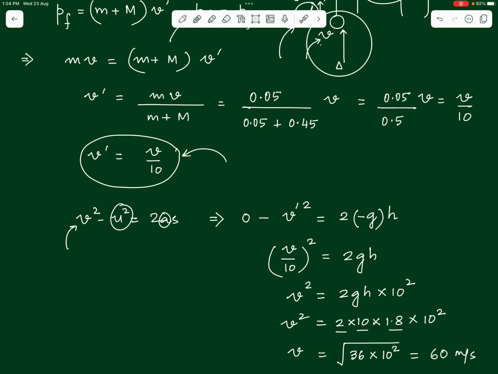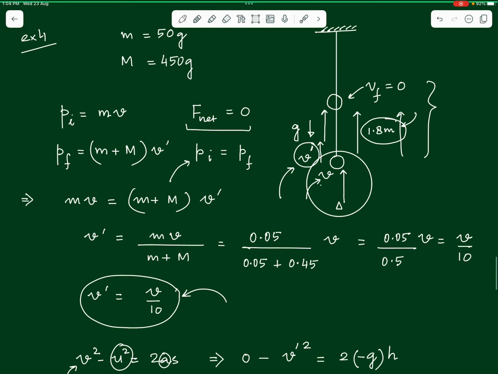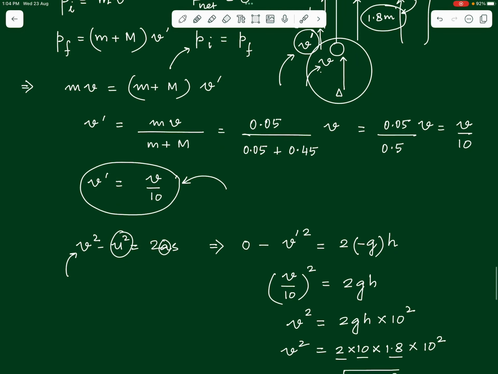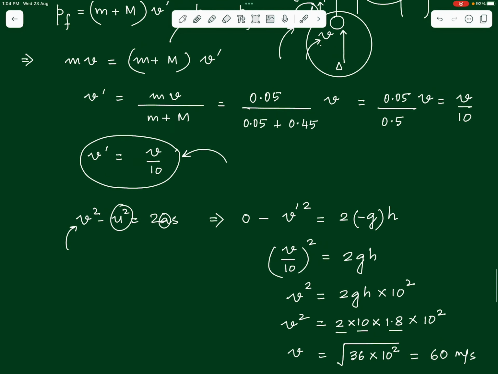Understand that the speed that we have obtained here is the speed of the bullet moving up, right. Understand that soon after the bullet penetrates the bob, the velocity of the bob plus the bullet system becomes v by 10, which will be 6 meters per second, and the system of bob and bullet will start moving up with this initial velocity of 6 meters per second, and with that it reaches a height of 1.8 meters.